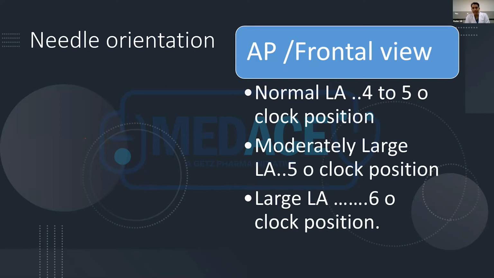In a normal LA size, like 4 to 5 centimeter, the needle is at the 4 to 5 o'clock position. If the LA is moderately large, we keep our needle at the 5 o'clock position, and if it is significantly large, we keep it at the 6 o'clock position. The larger the LA, the more horizontal it becomes, so we rotate our needle according to the size of the LA.